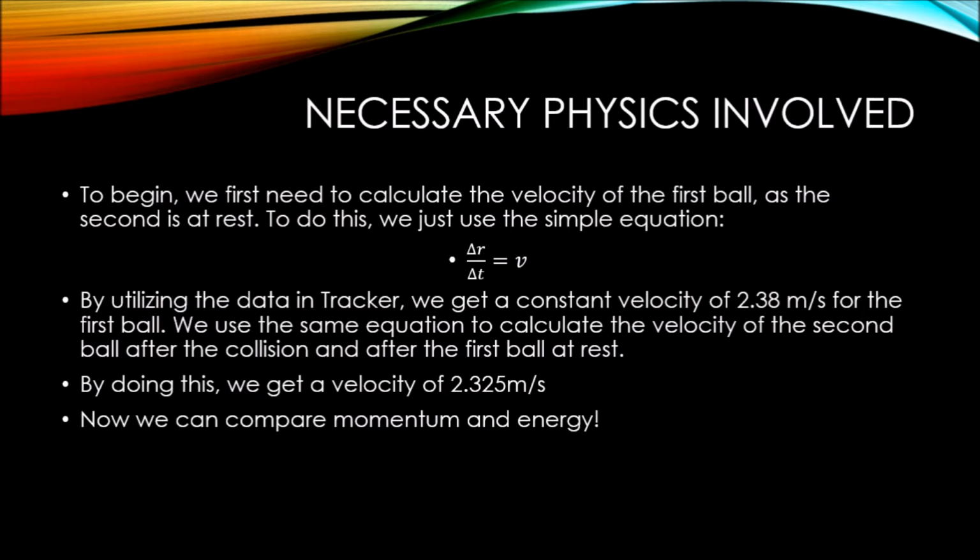Now to begin, we first calculate the velocity of the first ball while the second is at rest. To do this, we just use a simple equation, delta r over delta t equals velocity. We take the data that we just observed in Tracker to get a constant velocity of 2.38 meters a second for the first ball. We use the same equation to calculate the velocity of the second ball after the collision and after the first ball comes to rest. By doing this, we get a velocity of 2.325 meters a second, so we can now compare momentums and energy.